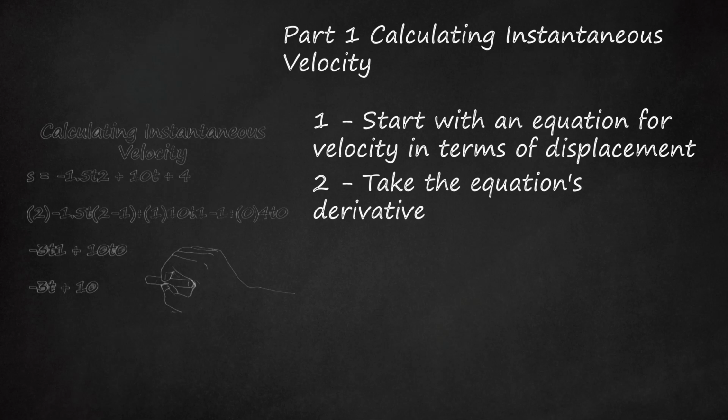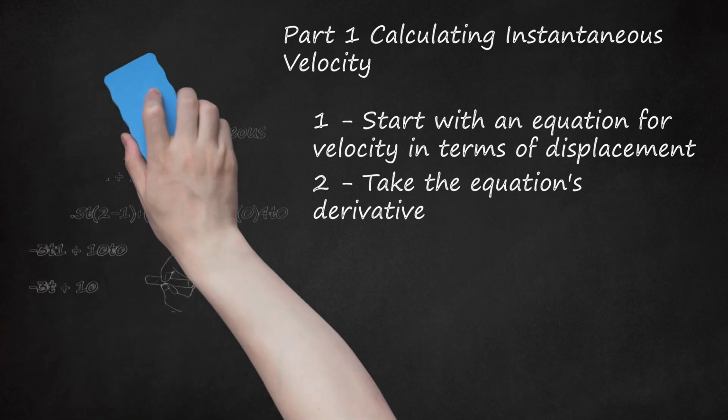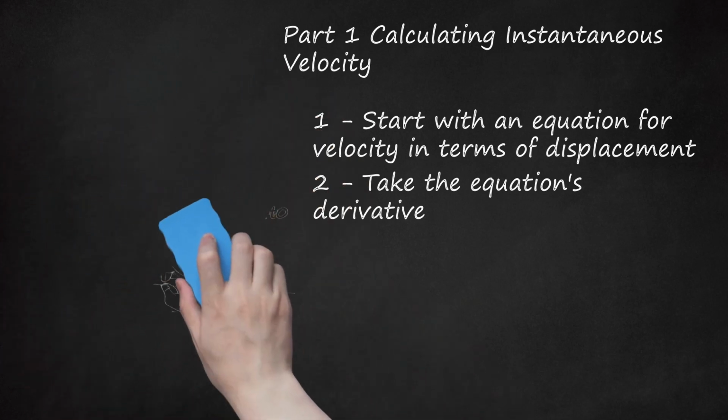s = 1.5t^2 + 10t + 4. ds/dt = 2(1.5)t^(2-1) + 1(10)t^(1-1) + 0(4)t^0 = 3t^1 + 10t^0 = 3t + 10.